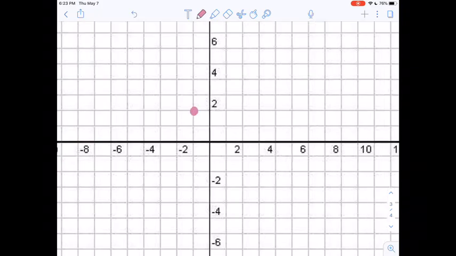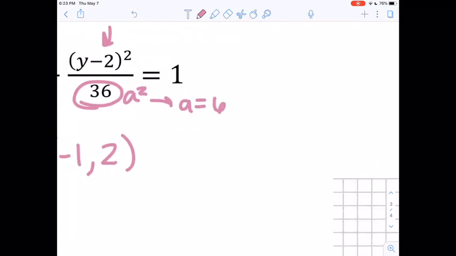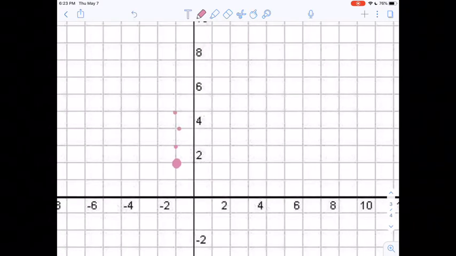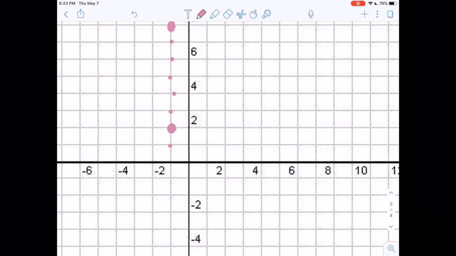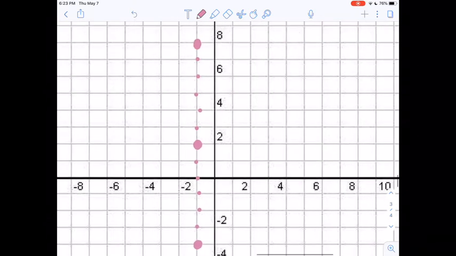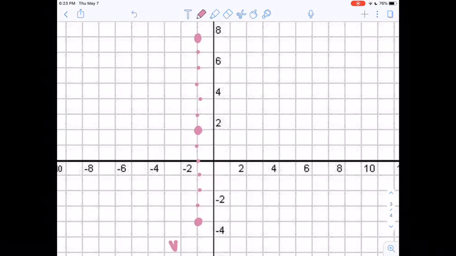So that's right here. And now when I'm counting a, since it's under y, I'm going to be counting up and down. Okay, so from the center, I'm going to be counting up 6, 1, 2, 3, 4, 5, 6. And then I'm going to be counting down 6, 1, 2, 3, 4, 5, 6. Okay, so since this is the longer axis, this is now a vertex and a vertex. And now my major axis is going up and down, where before we were seeing it going left to right.